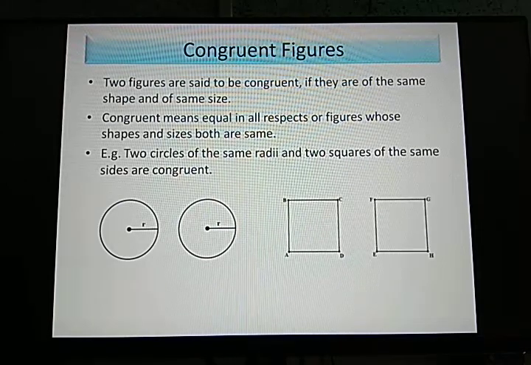Similarly here also, two squares you can see on the screen, ABCD and EFGH. These are the two squares, and they are also congruent because the measurement of the sides of both the squares are the same. So obviously they are having the same shape, that is square, and they are also having the same size. So both of them are congruent. Clear?